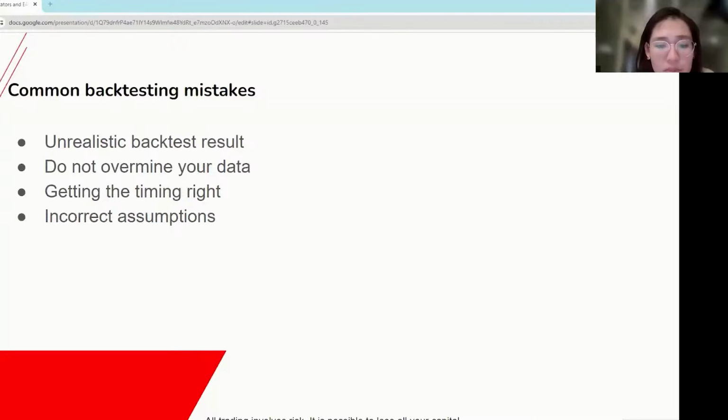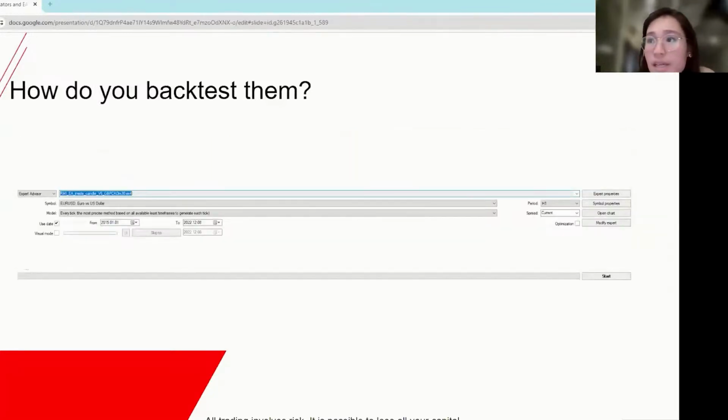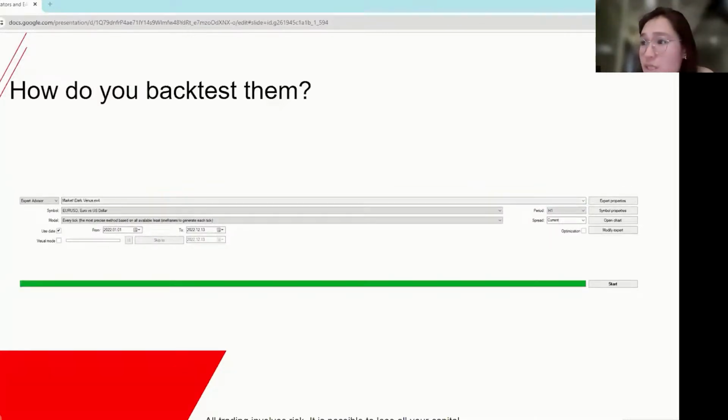So how exactly do you backtest them? Okay, so you basically want to open your MT4 and click on the strategy tester button over here. But this feature is not available in the mobile version of MT4. Okay, and then this is what it'll look like. Click on Expert Advisor, input the EA that you're looking at. Okay, and then once it fully loads, you can click on Start.